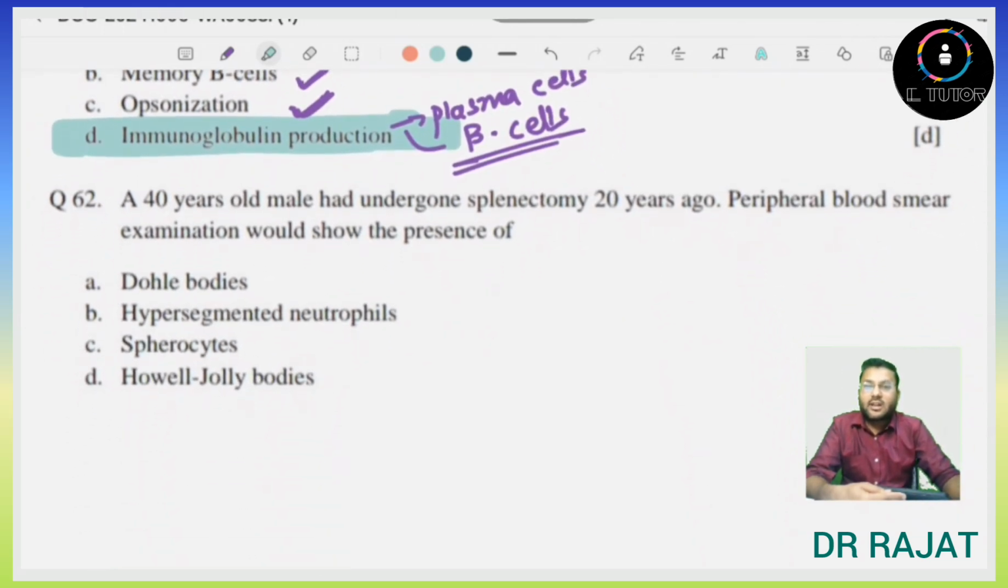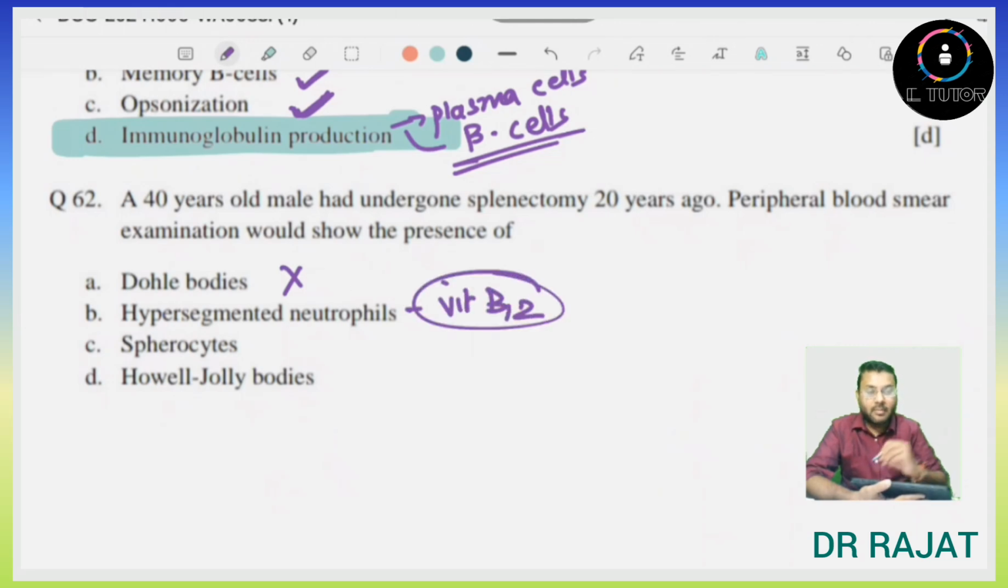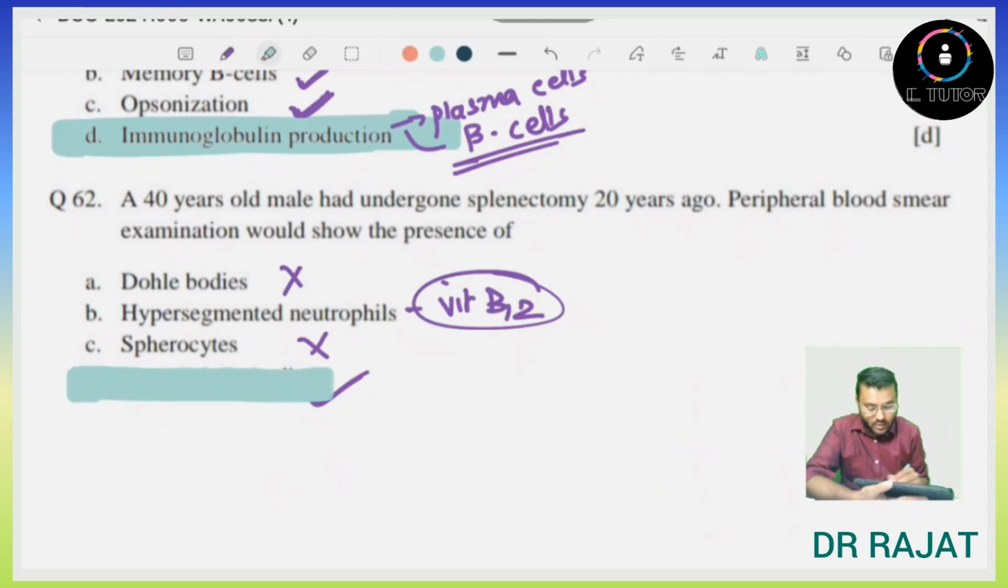Next question is, a 40-year-old male has undergone splenectomy 20 years ago. Now peripheral blood smear examination would show the presence of. So first option is Dohle bodies. This is not true. Hypersegmented neutrophils is seen in the deficiency of vitamin B12, leading to the megaloblastic anemia. Spherocytes is seen in the hereditary spherocytosis, not in this. And Howell-Jolly bodies. So this is true that after splenectomy, the peripheral blood smear will show Howell-Jolly bodies. So answer here will be option number D, Howell-Jolly bodies.